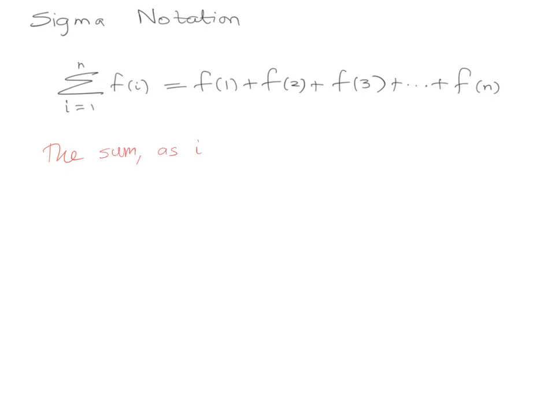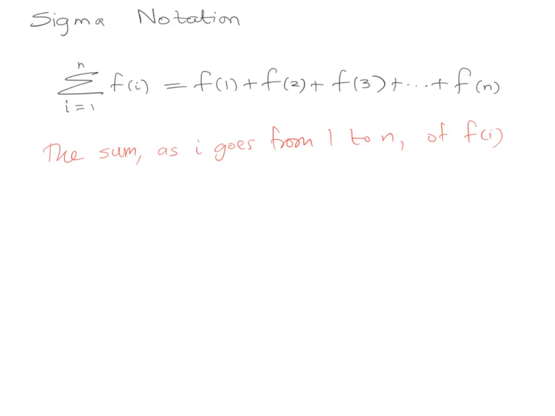as i goes from 1 to n of f of i. And of course, what that really means is you do f of 1, that's the first number, plus f of 2, that would be the next one, plus f of 3, that would be the next one, and so on, until you finally get to f of n.